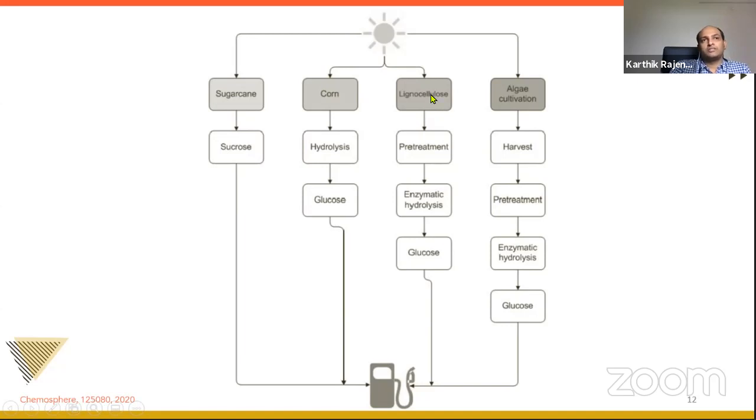Similarly, lignocellulose is a complex structure where you need to break the structural cell wall to release the sugars. So pre-treatment followed by an enzymatic process is needed, which releases the glucose. And the next generation, the third generation, is algae, where there is no conflict on biomass or land or food versus fuel. You grow the algae and then you harvest, pre-treat and do the enzymatic hydrolysis.